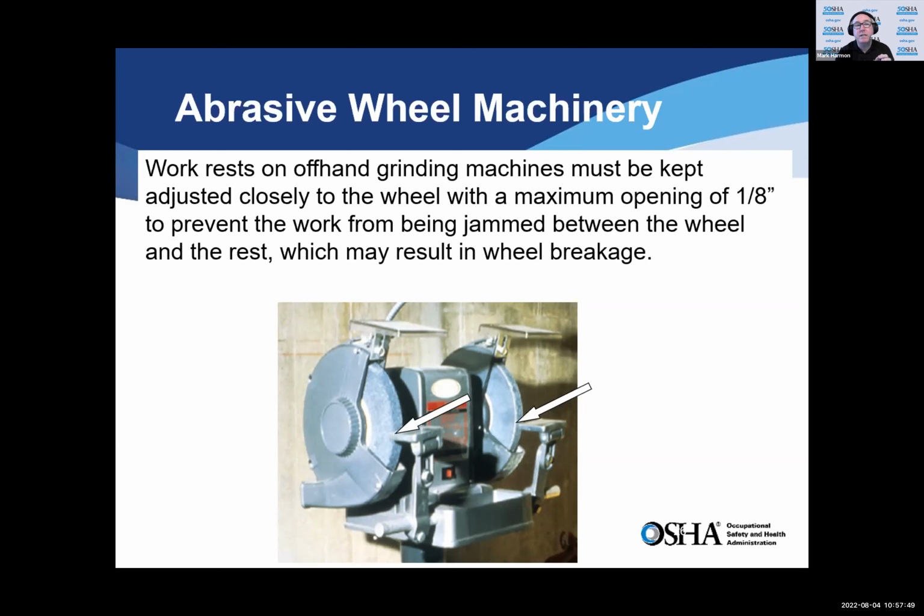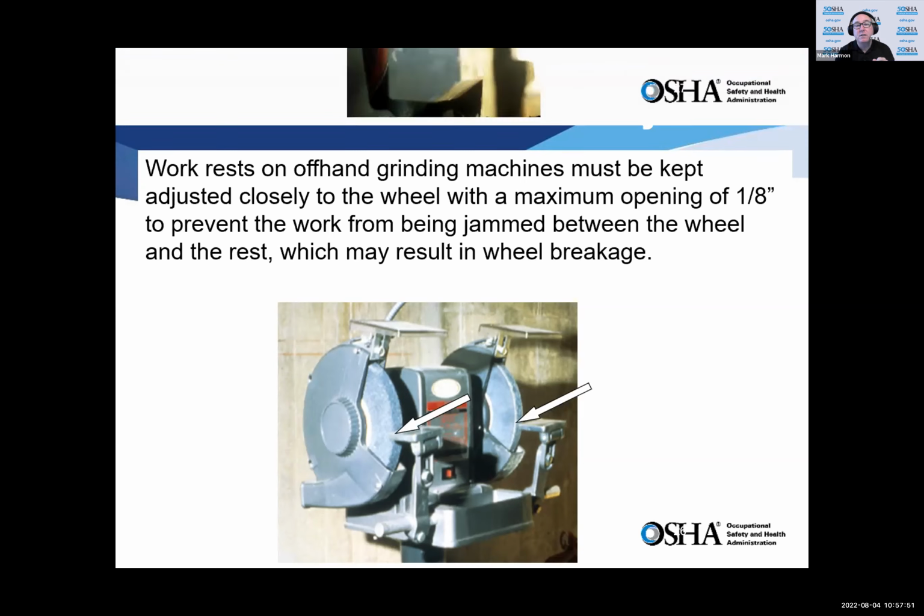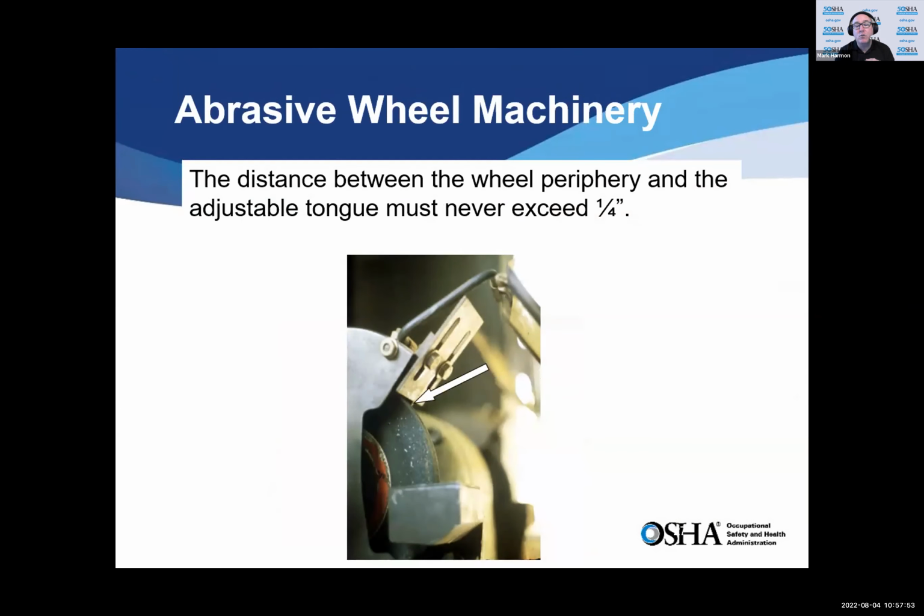There's some requirements, again, 1/8 inch. The other part to that grinder is the tongue guard, which is again the part at the very top where the arrow is pointing. This is adjusted as the wheel begins to wear and get smaller. You need to adjust that tongue guard. The requirement says to not exceed 1/4 of an inch.